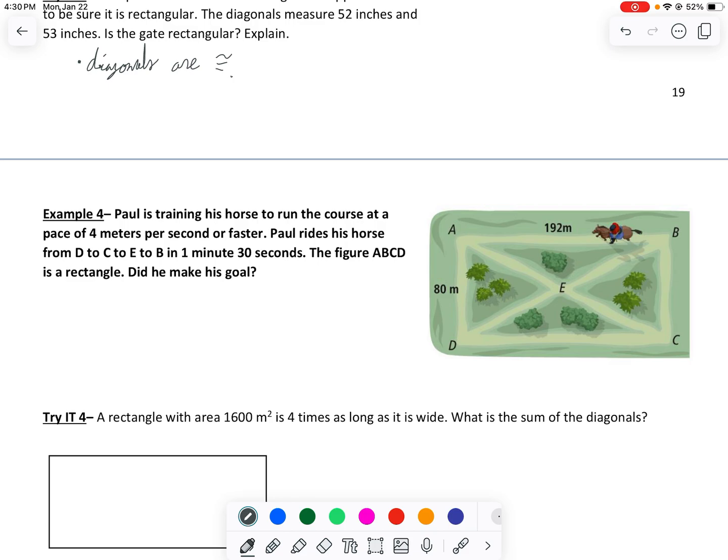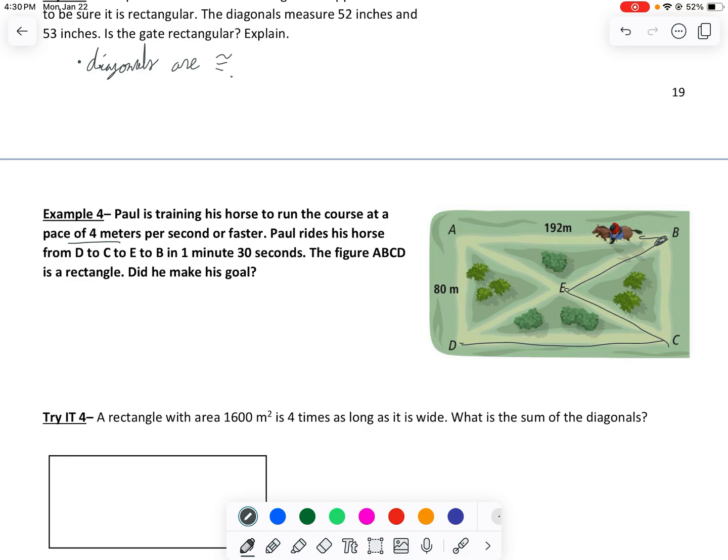Did he make the goal? Paul's training his horse to run the course at a pace of 4 meters per second or faster. So he goes from D to C, and then C to E, and then to B in 1 minute, 30 seconds. It's a rectangle. So what was his distance?